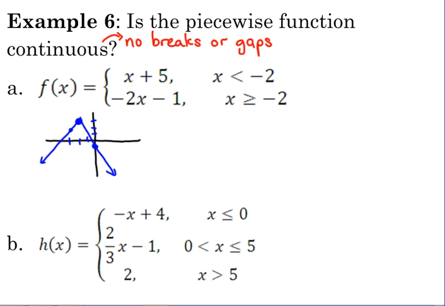So it kind of sort of looks like an absolute value function, right? But the two sides have different slopes. The left side has a slope of +1, the right side has a slope of -2. So anyway, look at that graph. Are there any breaks or gaps in that graph?